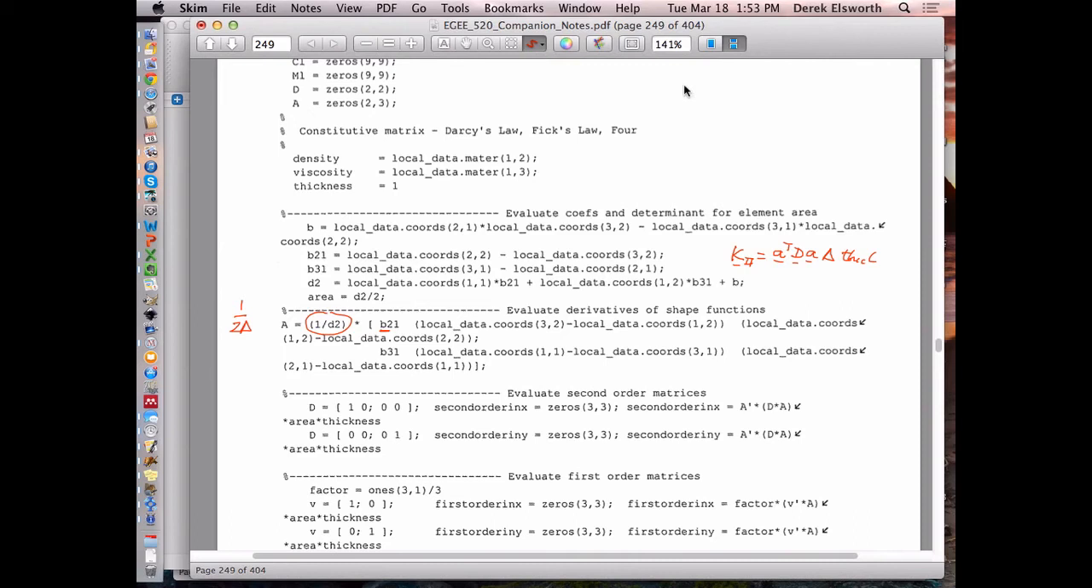It was A21, A22, A23, A31, A33, A32, A33. And that's exactly what this is. These individual terms here were just the differences between the coordinates of the x and y of the nodes, which is exactly what these are.